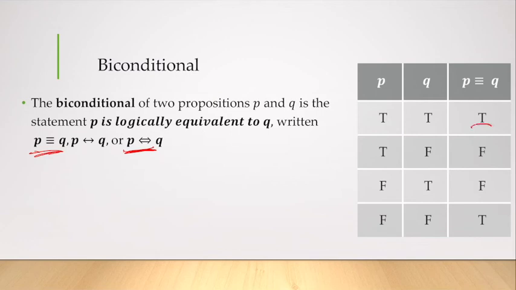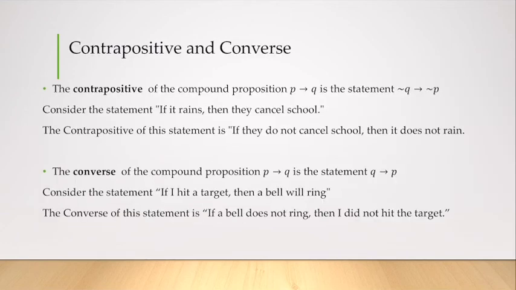The contrapositive of a proposition P implies Q is the statement not P implies not Q. So one way to think about that is the statement that if it rains, then they cancel school. The contrapositive statement of this is if they do not cancel school, then it does not rain. It rains is my P, they cancel school is my Q.